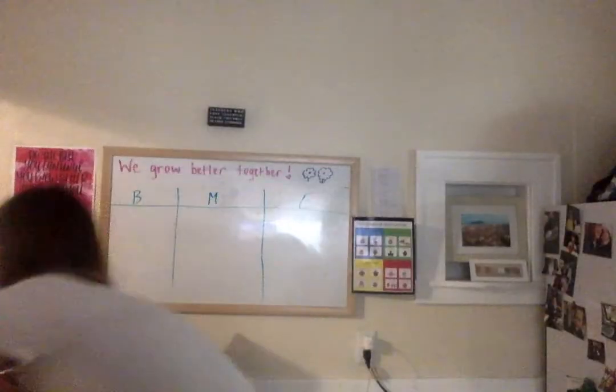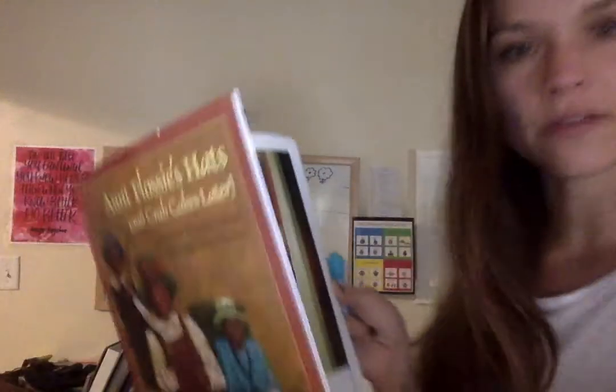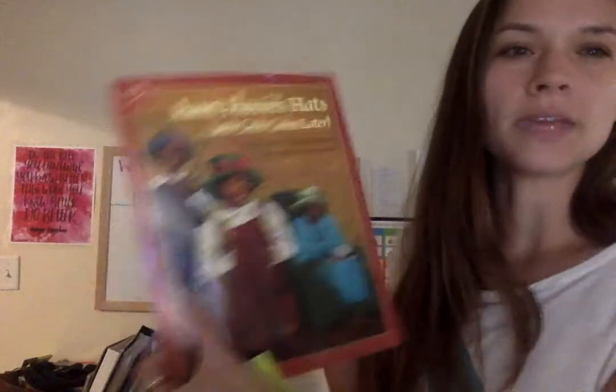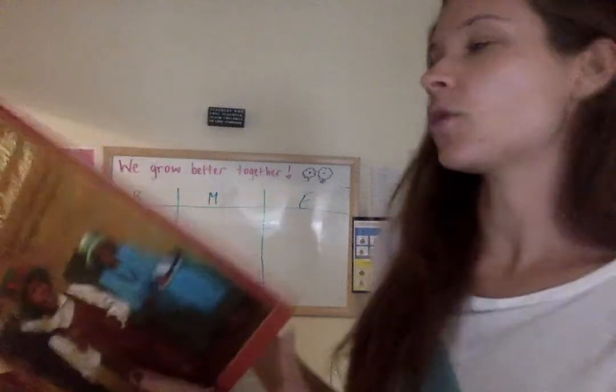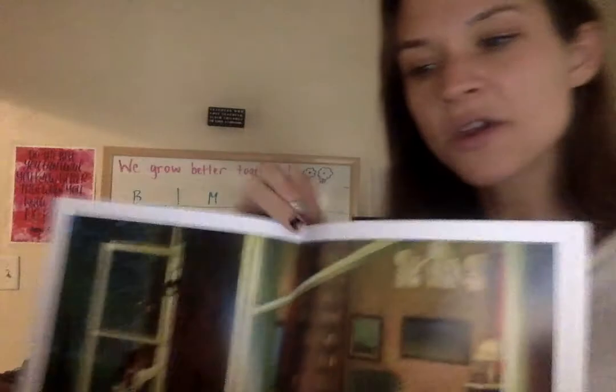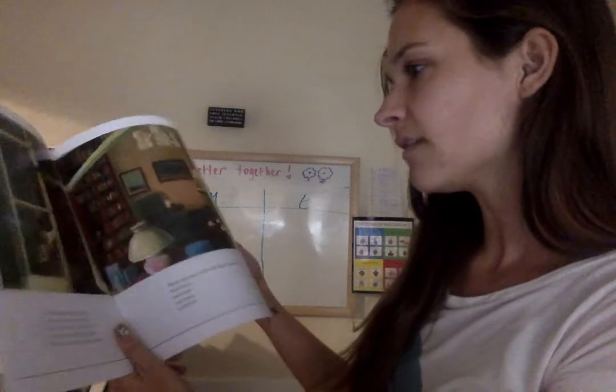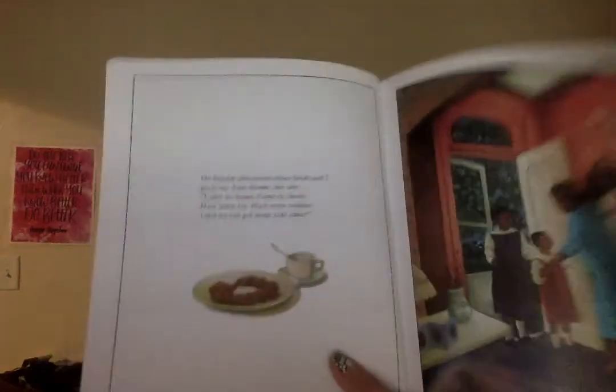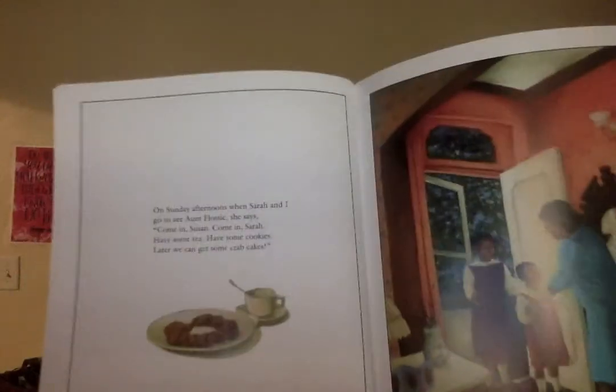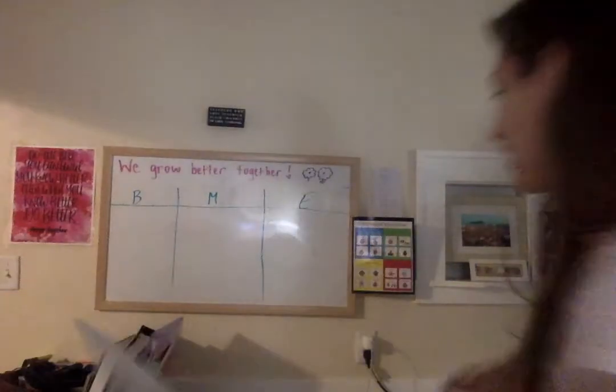So, if I'm talking about what happened in the beginning, would I go to the front of the book or the back of the book? If it's the beginning. The front, of course. Yes, the front. So, I'm going to open it up. And at the beginning, Sarah and Susan go to Aunt Flossie's house, and they knock on the door, and then they're having tea and cookies, right? So Sarah and Susan go to Aunt Flossie's for tea and cookies. That's what happens at the beginning.